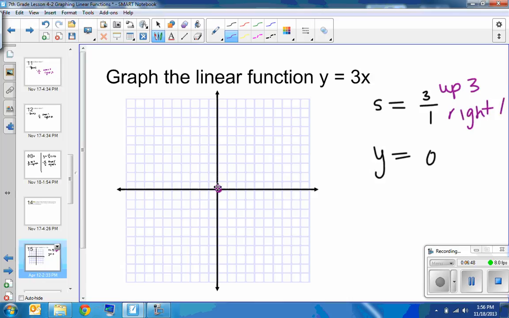Now from this point, I'm going to go up 3, 1, 2, 3, to the right 1. Up 3 to the right 1 again, and again. If I wanted to go opposite, I would just do the opposite of both. So down 3, 1, 2, 3, to the left 1. Down 3 to the left 1. And then I'm going to draw a line.